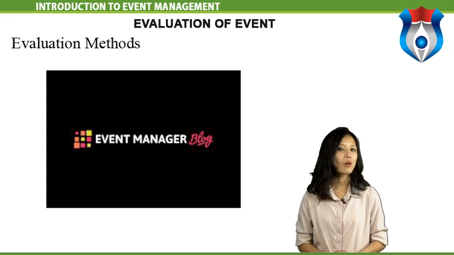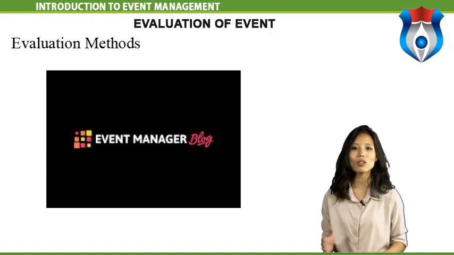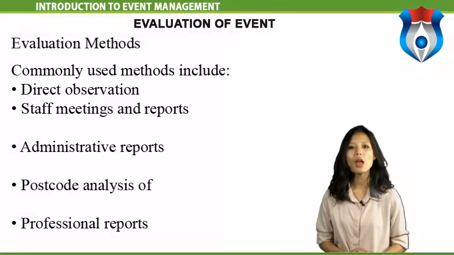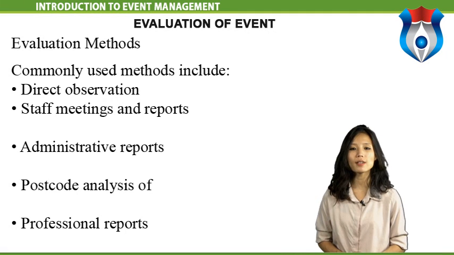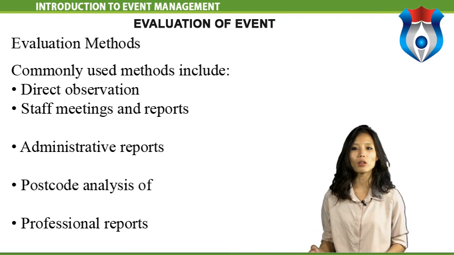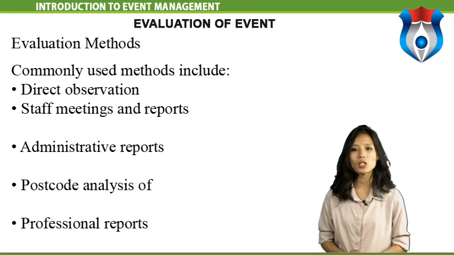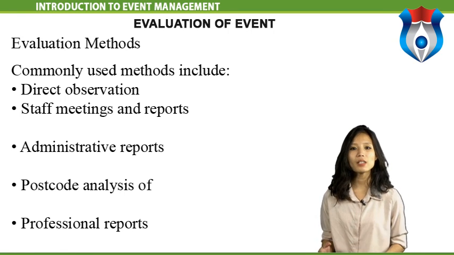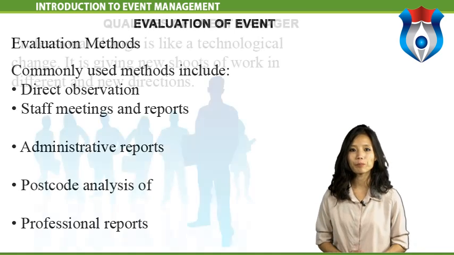Evaluation methods. There are a number of methods that an event manager can use to collect data and measure the outcomes of an event. Commonly used methods include direct observation by the event manager, and staff meetings and reports where the progress of the event is monitored and controlled. Administrative reports such as ticket sales, food and stallholder income, and event financial statements, postcode analysis of ticketing reports, and professional reports such as police crowd estimates, incident reports by security staff, and transport, parking and traffic statistics.